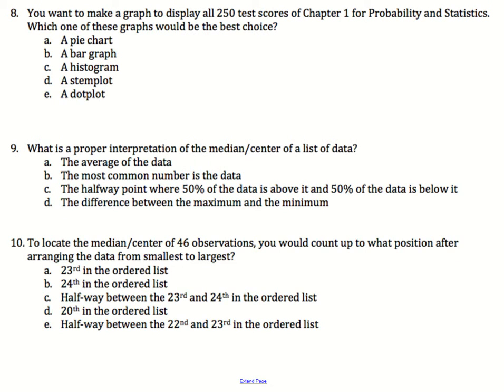Next problem, you want to make a graph to display all 250 test scores of Chapter 1. Which of these graphs would be the best choice to use? So, you want to display these scores, and let's think about them. Are they quantitative or are they categorical? And I would say that they are quantitative. Alright? So which one of these represent quantitative data?